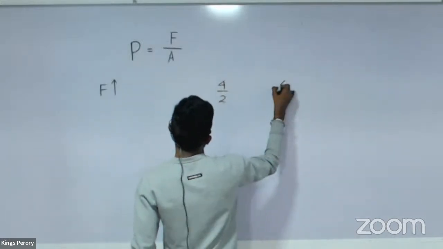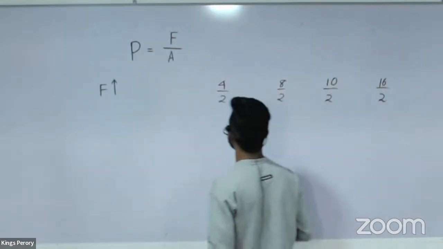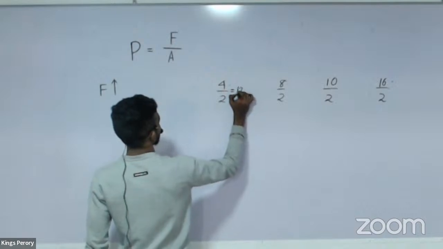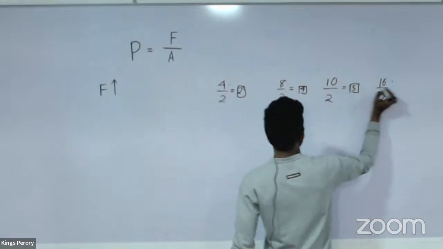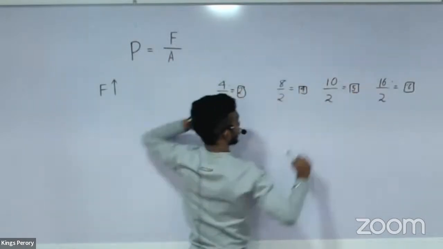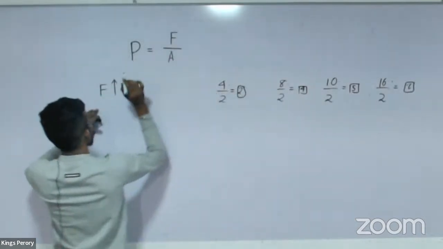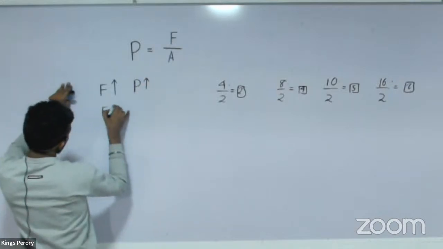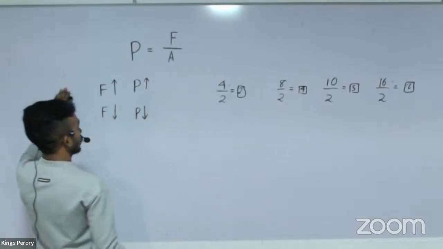See, 4 divided by 2, 8 divided by 2, 10 divided by 2, 16 divided by 2. Numerator increased. Tell me the final values. 4 divided by 2 is 2. 8 divided by 2 is 4. 10 divided by 2 is 5. 16 divided by 2 is 8. Can you see? If we increase the numerator, the final value also increases. So if I increase the force, pressure will also increase. If I decrease the force, pressure will also decrease.